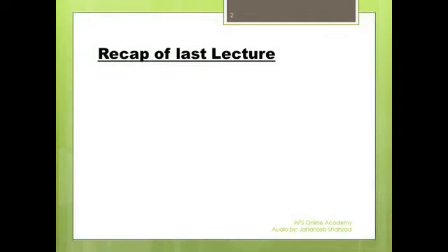Let's discuss some points from the previous lecture. The first one is what is a computer and how it works. As you all know, a computer is an electronic general purpose programmable machine that takes input data through input devices, processes that data according to the given instructions, stores the results for future use, and displays results on output devices.